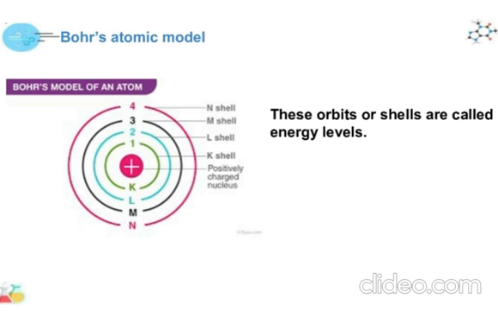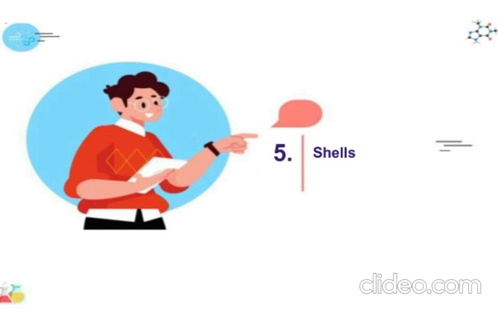Now, these orbits or shells which he explained were called the energy levels. He explained that in the atom there are four shells: K shell, L, M, and N. In between was a positively charged nucleus, then K, L, M, and the last one N. So let's understand about shells in detail.